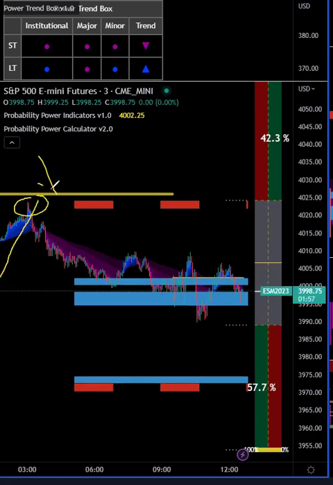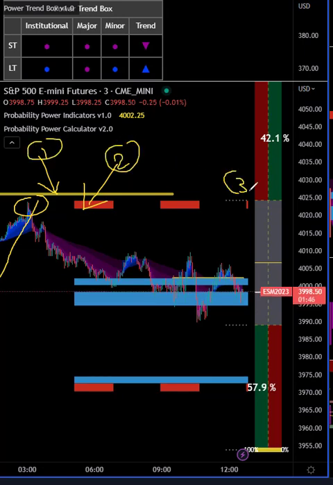Number one, they touch the power open from the previous day. Number two, they have the institutional zones. Power open, power institutional zone. Three, they have the 50%, because I divide my trading power calculator in thirds. One third. That's what I love the most for day trading.